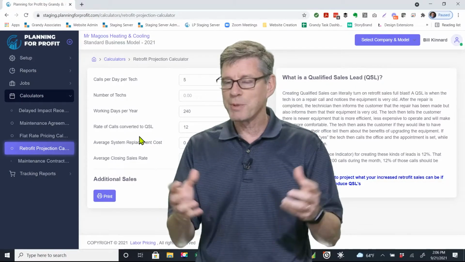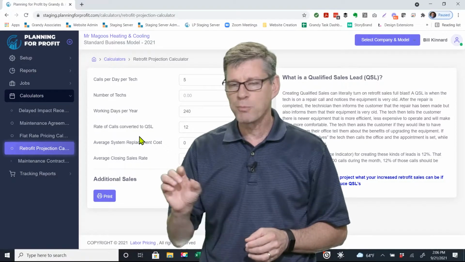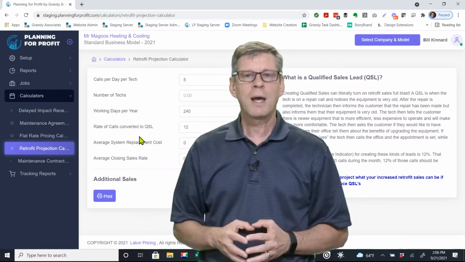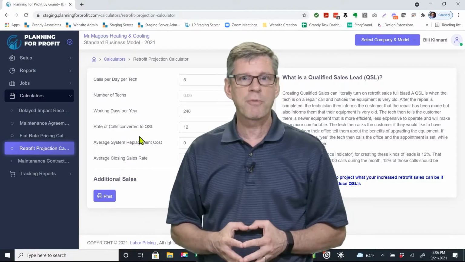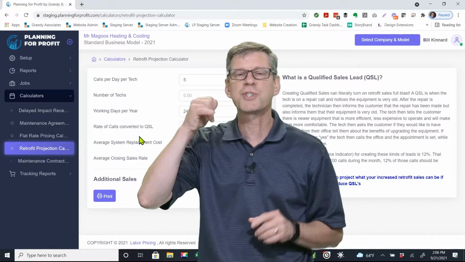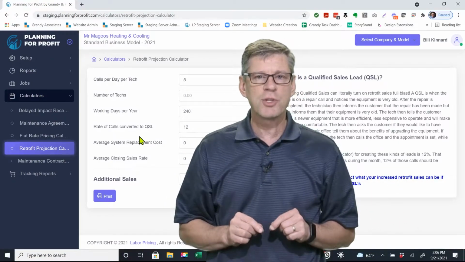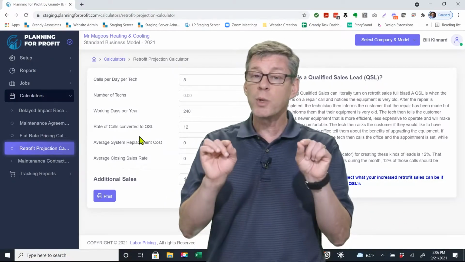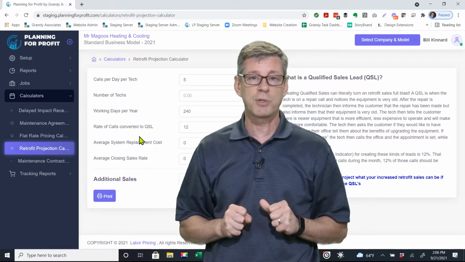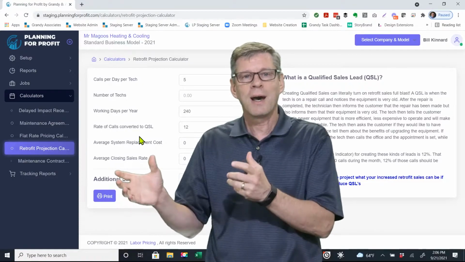And then we simply ask the customer, would you be interested in finding out what it would cost to get something to give you better comfort or run more efficiently? And if the customer says yes, they need to pick up the phone, call the office, and schedule that sales call immediately. You don't want them to leave the job, because if they leave the job, you will lose 30% of those sales opportunities.